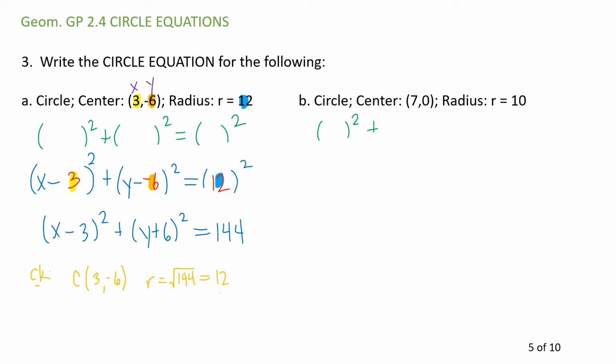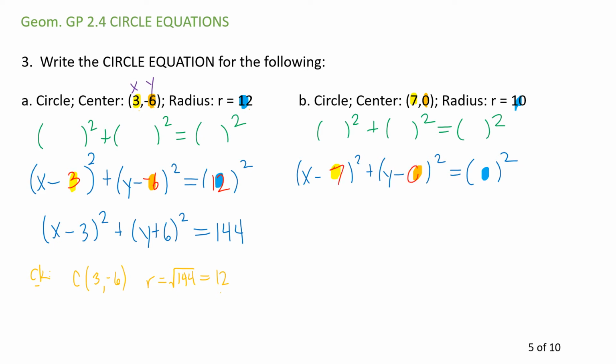Something squared plus something squared equals something squared. It will be x minus something squared, y minus something squared equals radius squared. Just find your x, plug it in. Find your y, plug it in. Find the radius. Don't forget to plug it in and square it. And there's your answer.